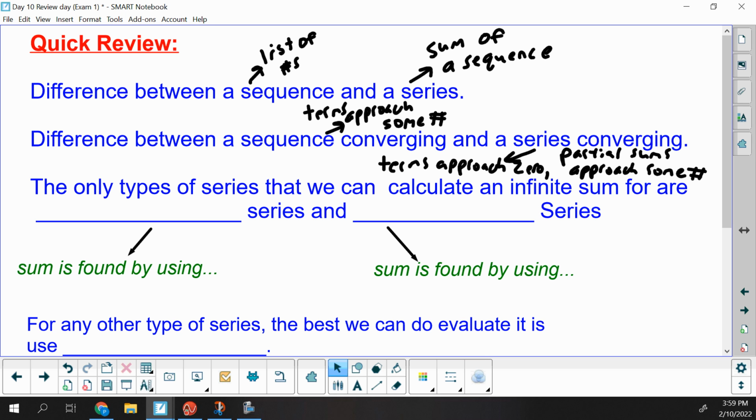There's only 2 series we can actually calculate the infinite sum for. One of them is geometric. And for finding that, we do a1 over 1 minus r to find our geometric sum. And the other is telescoping.